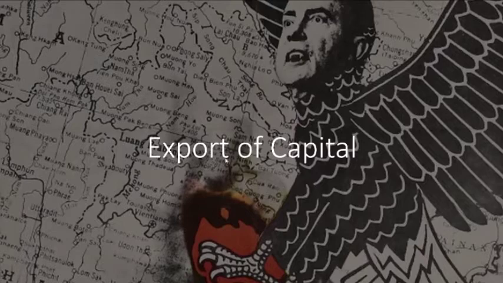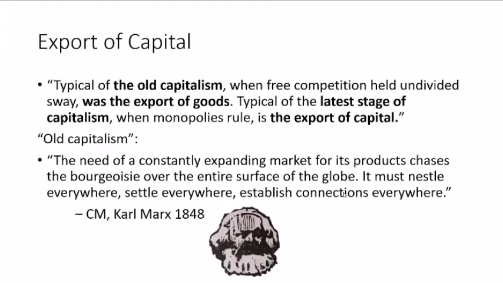This is chapter 4, the export of capital. All right. Typical of the old capitalism, when free competition held undivided sway, was the export of goods. Typical of the latest stage of capitalism, when monopolies rule, is the export of capital.